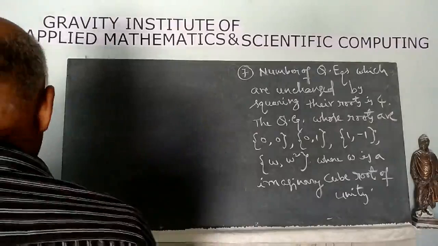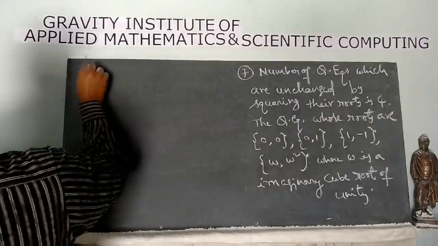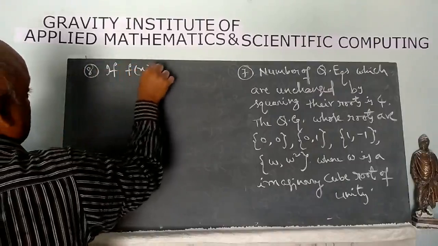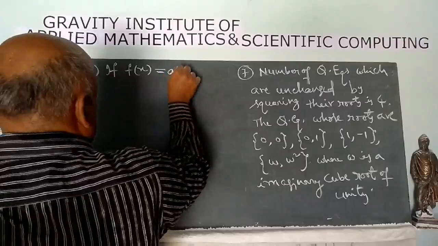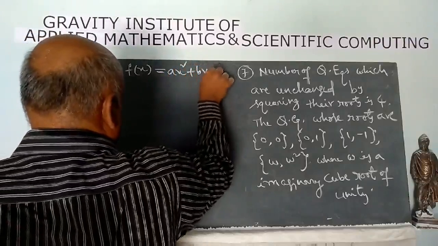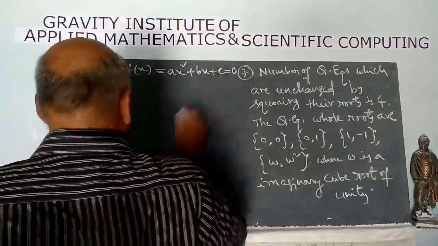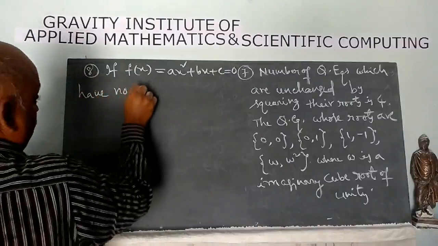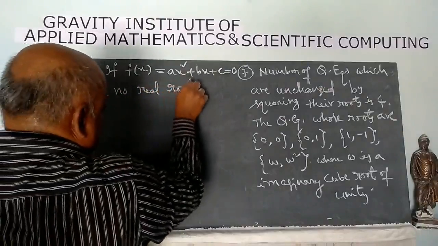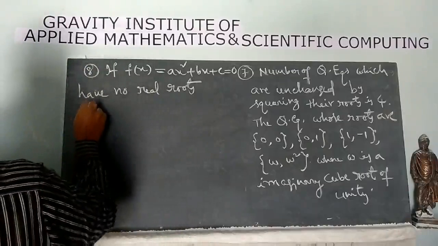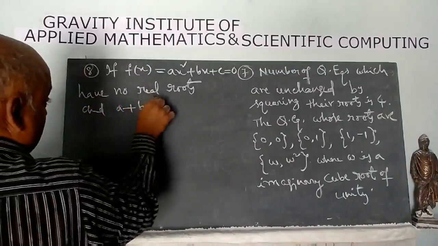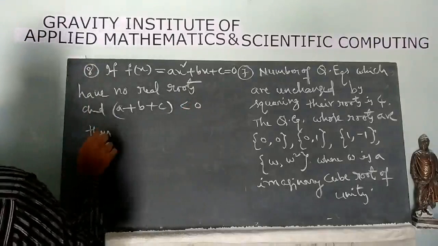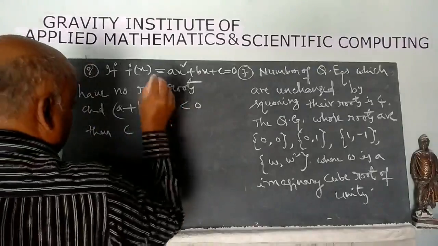Next, if f of x is equal to ax square plus bx plus c equal to 0 has no real roots, and a plus b plus c is less than 0, then c is less than 0.